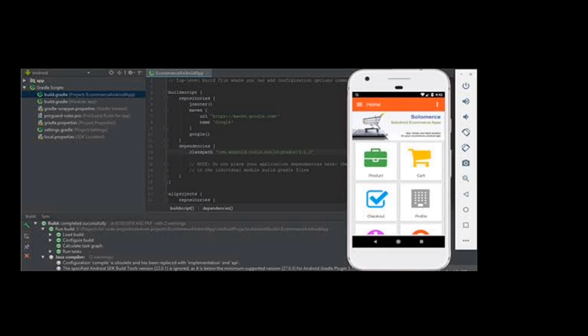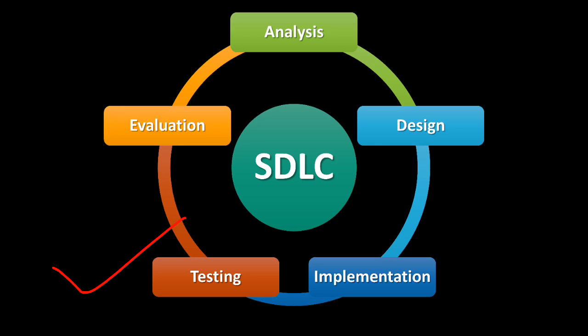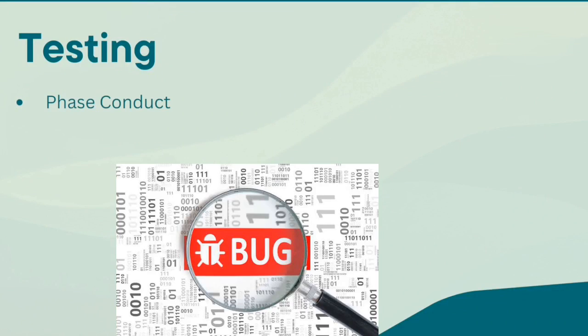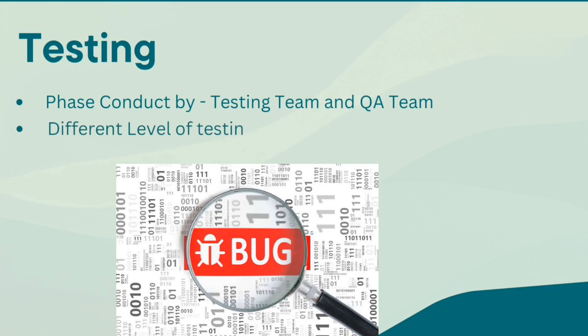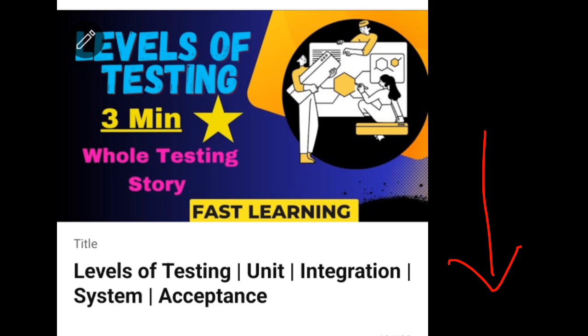of the software. Now we'll see the next phase, which is the testing phase. This phase is conducted by the QA team and testing team. In this phase, they use different levels of testing. If you want to understand what these levels are, then I have already created a video on the levels of testing. So if you want to understand, then please go through the link which I have shared in the description.